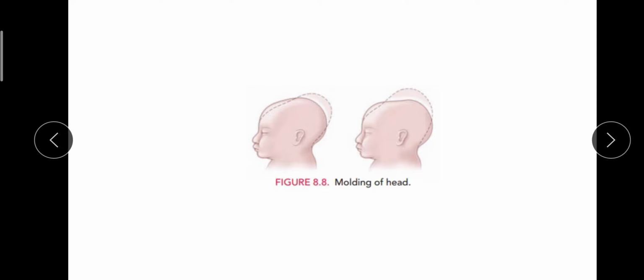You can see in this picture how the molding of the head occurs. If it is shaped like this, it is only for the easiness of the delivery; it is going to change into a different shape. At that time the bones will be overlapping each other, but after the delivery the head will come back to its normal position, though it will take some time.